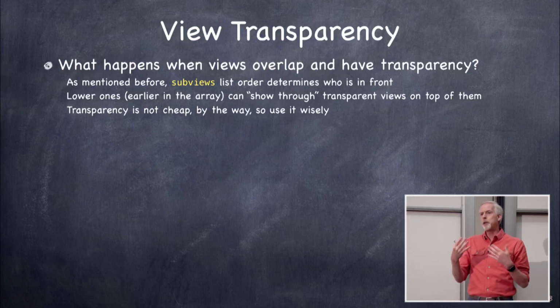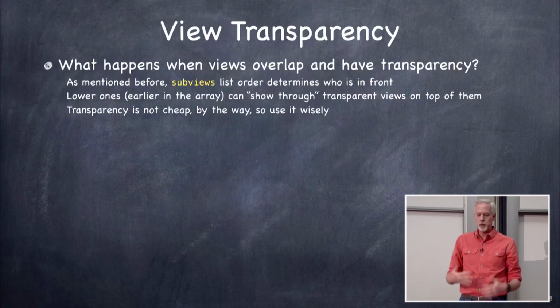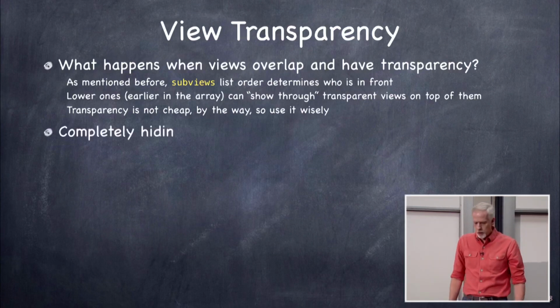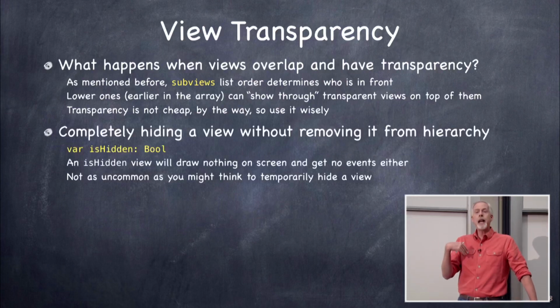Also, even if there's no transparency, if the views are on top of each other and they happen to overlap, a lot of times when we have multiple subviews, they're all side by side, they don't overlap, but they could overlap. And if they did, then the subviews list will tell you the order, which ones are in the front.